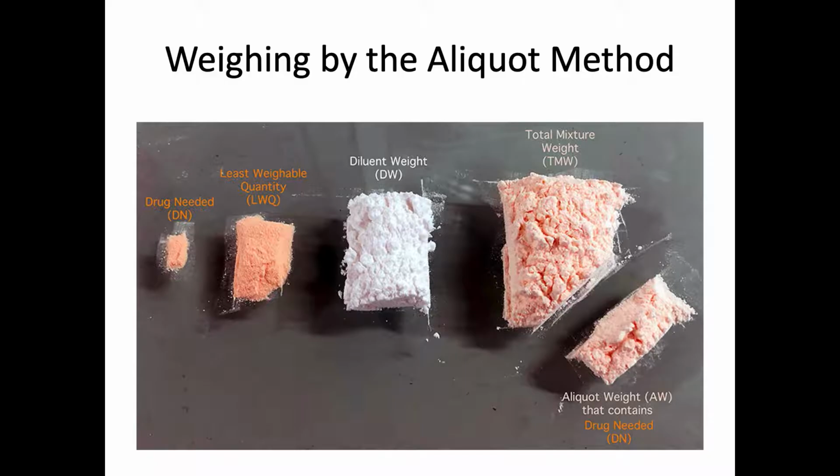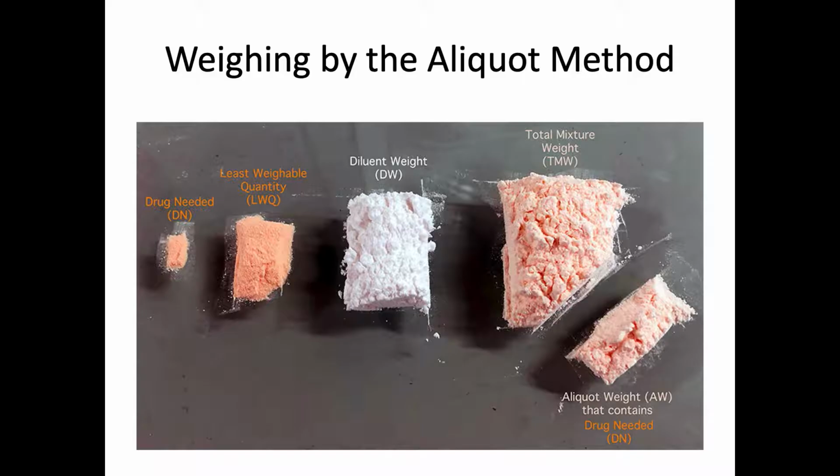So the total mixture weight is the addition of both the least weighable quantity of drug plus the diluent weight. When you add those together, you get a mixture, and you have a total mixture weight. All right? But you don't want that whole mixture. That whole mixture has all of the drug in the least weighable quantity. So what we're going to do is chop off a small amount. You'll notice I've carved off a corner of that total mixture weight. That is a fraction of the total mixture weight. That small amount of the total is called an aliquot.